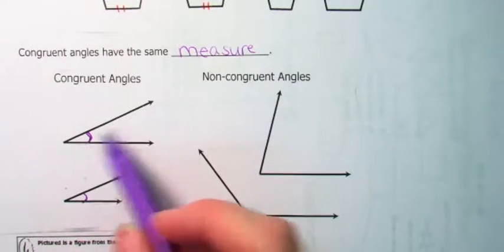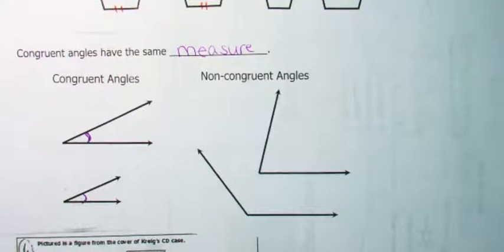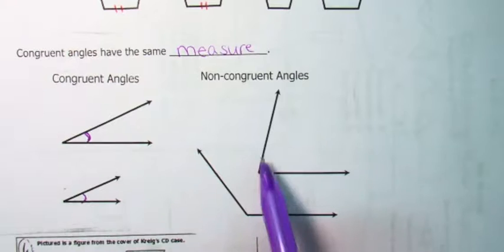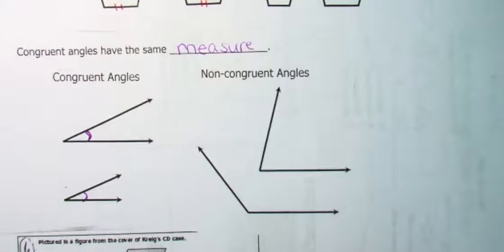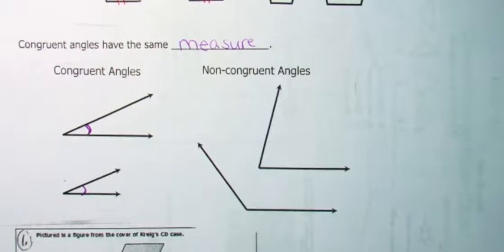So even though this one just has longer lines, if we made these lines bigger, it would actually be the same as that up there. Whereas non-congruent angles, obviously we have an acute angle and an obtuse, so they are not the same. And that wraps up 6.12 as far as being congruent.